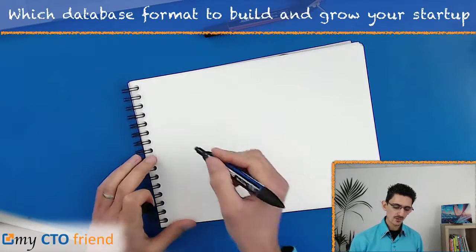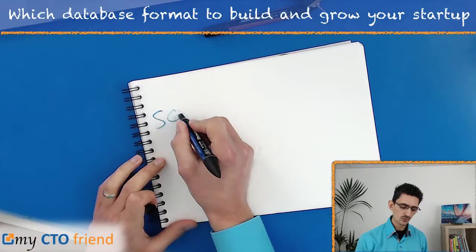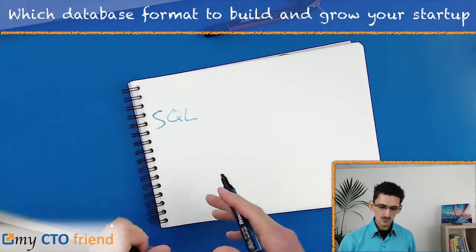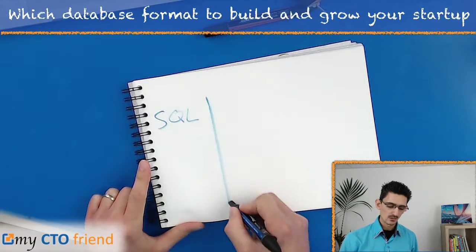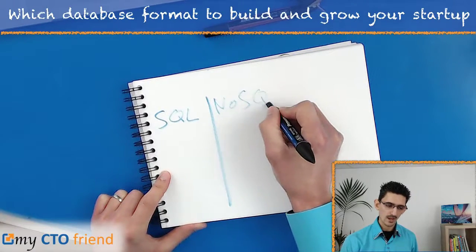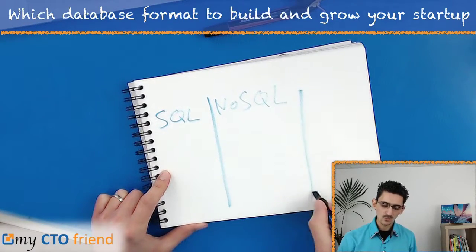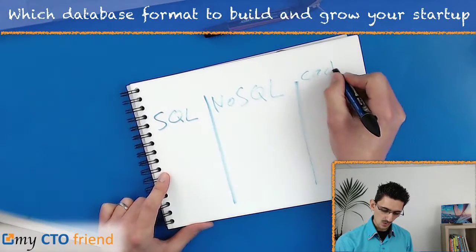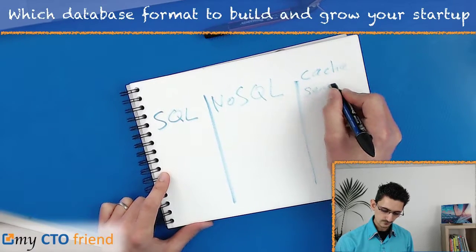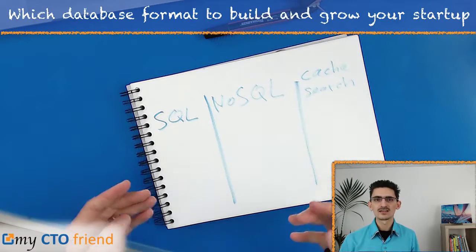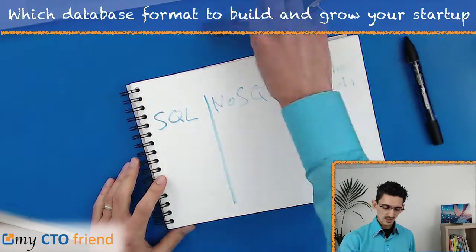The very first one is SQL, which is Structured Query Language. That's the most commonly used database format. The next one is the NoSQL format. And the last one is the cache or search format, which means that we're going to enable your application to do very effective and fast research. Let's get to the first one.